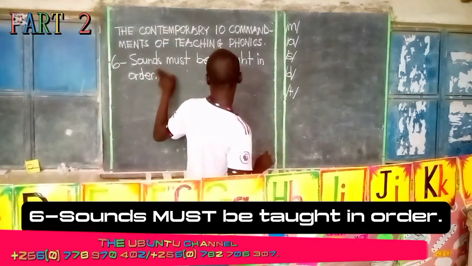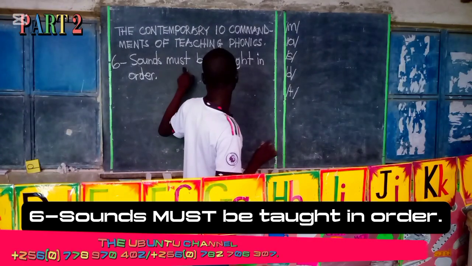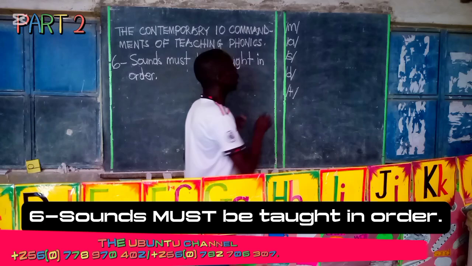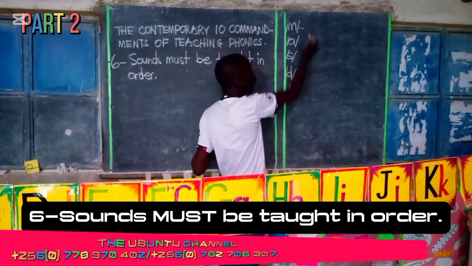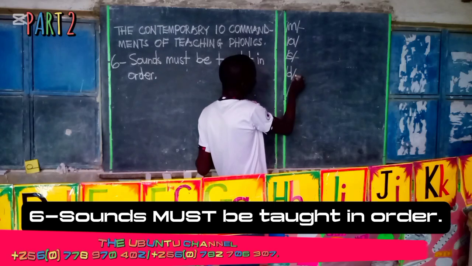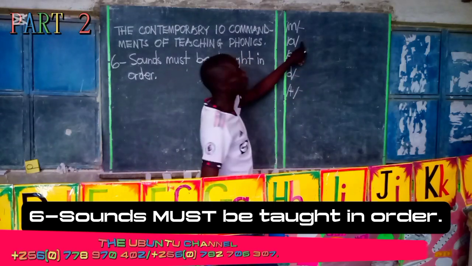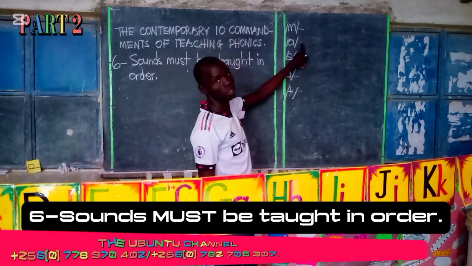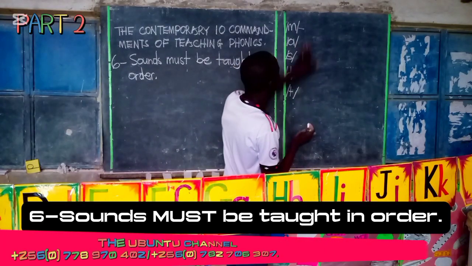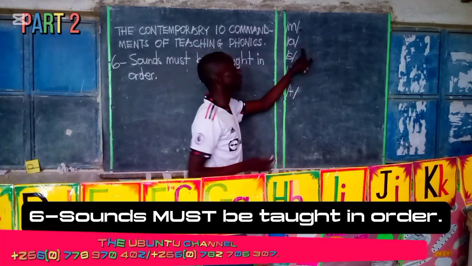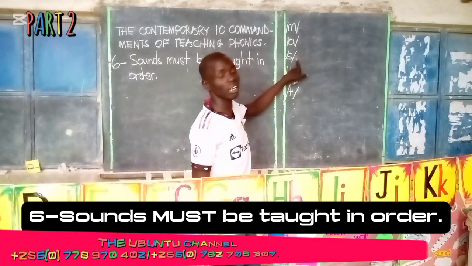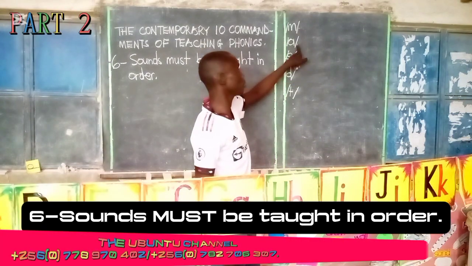When they say that sounds must be taught in order, that means when you have taught this sound, you should not skip here or here. This one must be taught because the moment you skip this one, forming words from these sounds will be very difficult for the child.